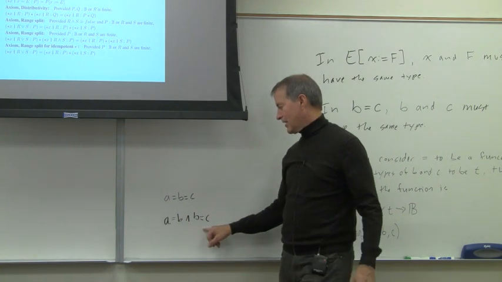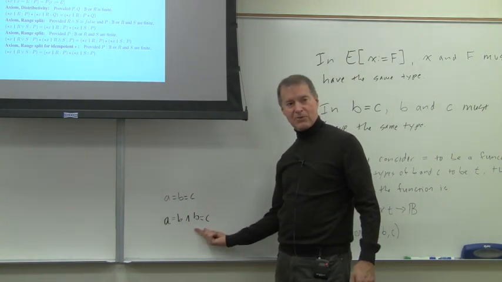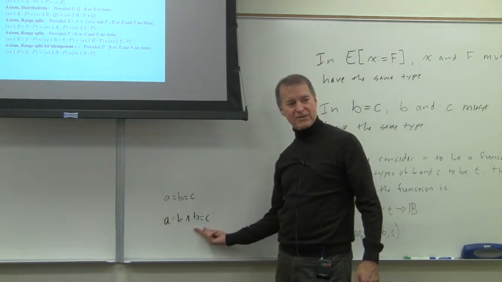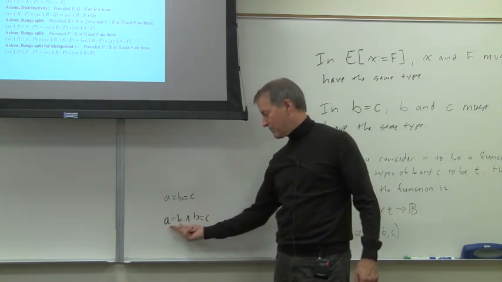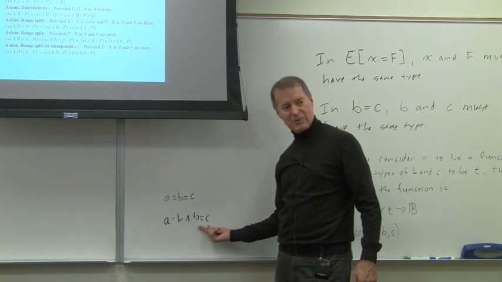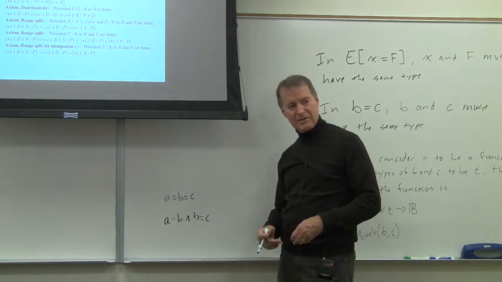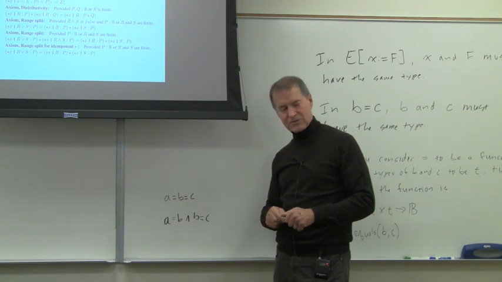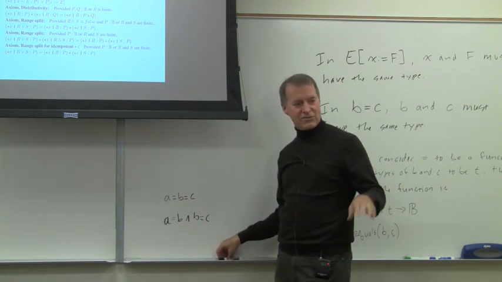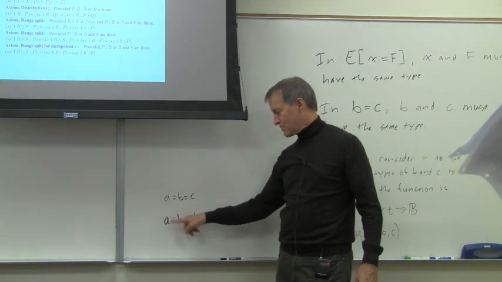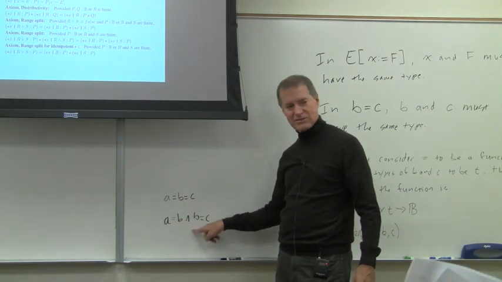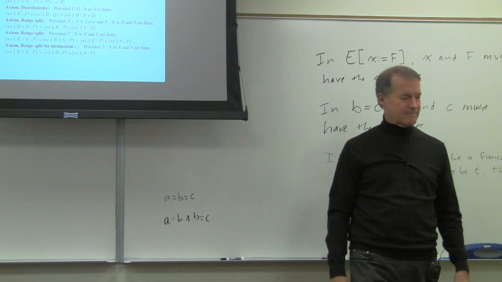So basically equals is still a binary infix operator. This is an abbreviation for a binary infix operator between A and B, and a binary infix operator between B and C. The equals function only has 2 parameters. In answer to your question, can equals have more? No, it only has 2 because it's binary infix. But this is what this means. Are we good?